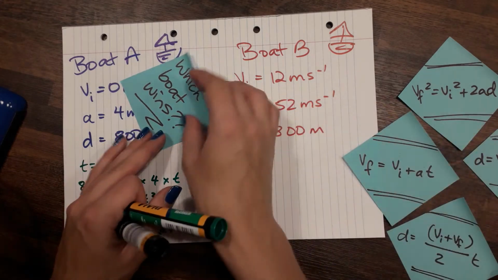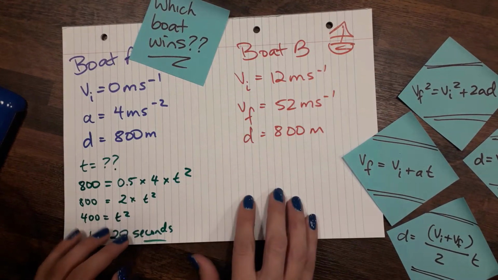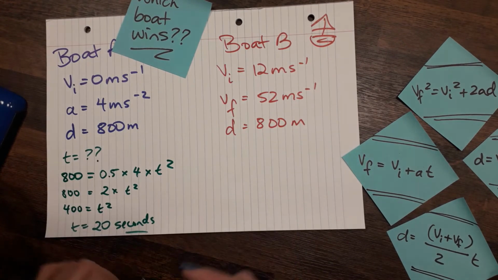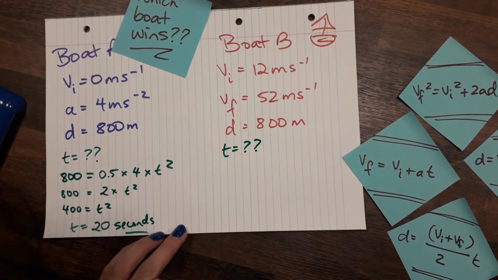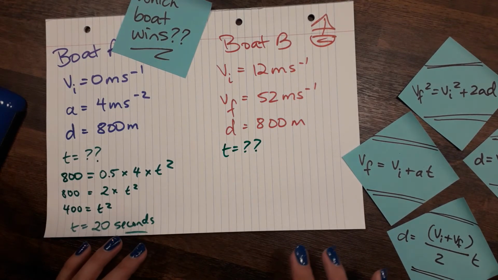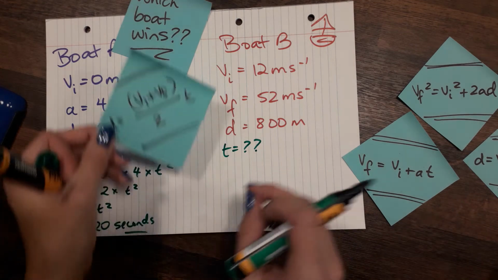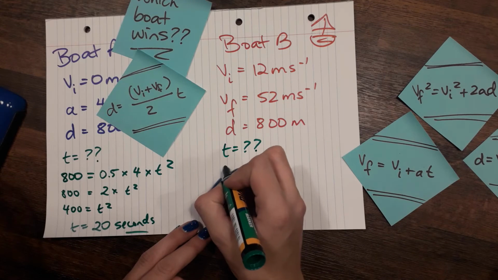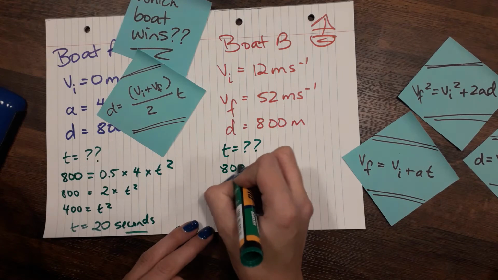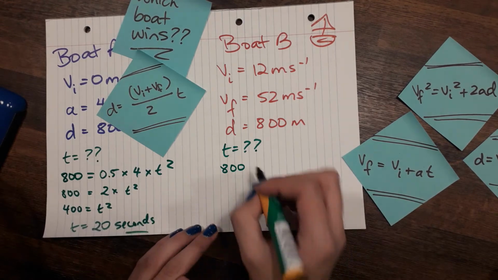Boat B, we have different information. We have VI, VF, and D. So we don't have acceleration. So if we want to find out the time, we need to use a kinematic equation that does not have A in it. It's this one. So again, it's inserting our numbers that we have, 800 meters. Everything is already in meters and meters per second for us, which is convenient.